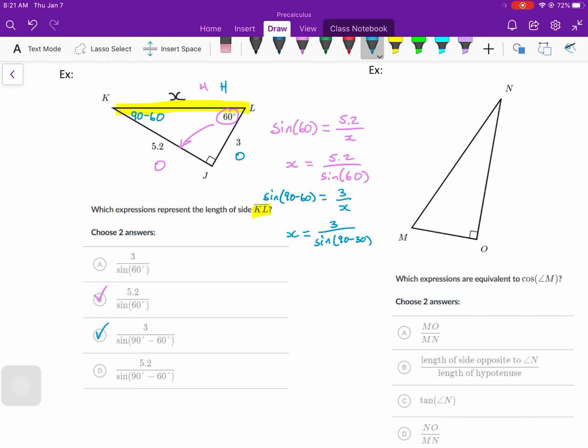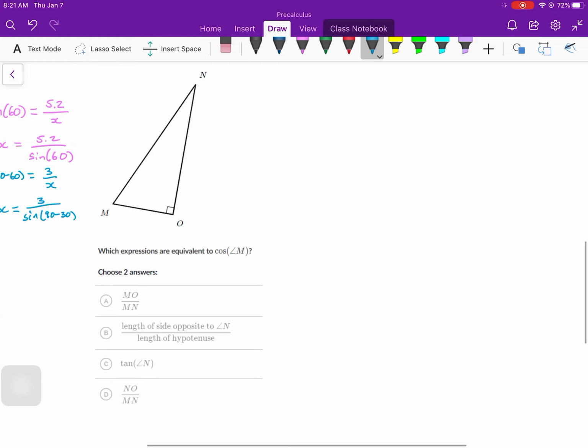And there you go. This one might be a little bit different. Which expressions are equivalent to cosine of angle M? Good thing I took a look at this. Here's angle M, here's our reference angle, which is adjacent over hypotenuse. So we want to find things that have that same ratio of adjacent over hypotenuse, of these two sides. MO over MN basically is what we're looking for.